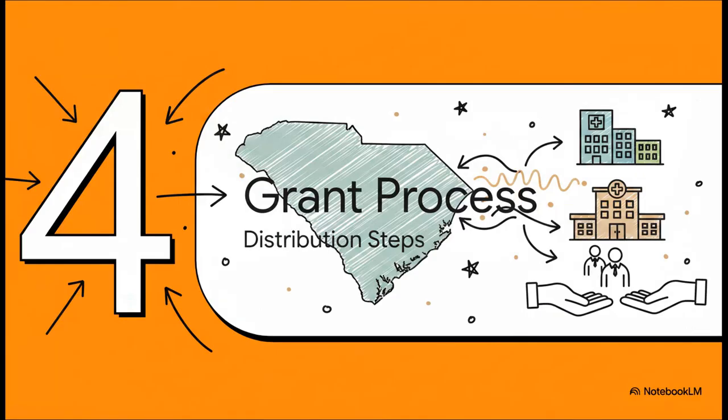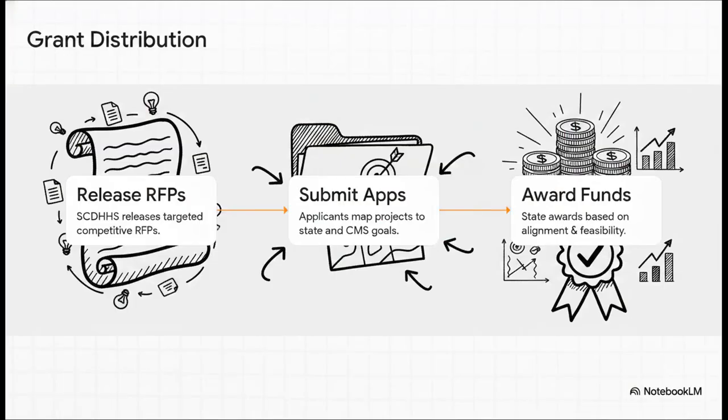Next up is Section 4, the state grant distribution process. To push that money out the door, the state is executing a highly standardized procurement process. Step 1. The South Carolina Department of Health and Human Services releases targeted requests for proposals specific to each of those 5 initiatives we just discussed. Step 2. Local applicants submit proposals that explicitly map their localized projects to both state objectives and CMS goals. They have to prove exactly how they'll impact their specific population. Step 3. The state awards the funds based on strict alignment, feasibility, and execution capability.